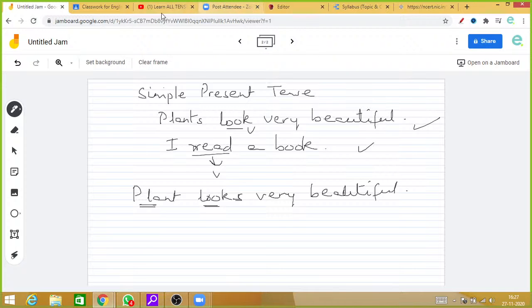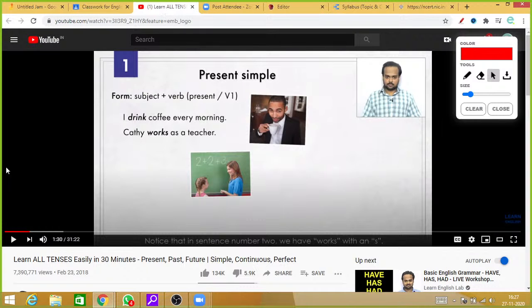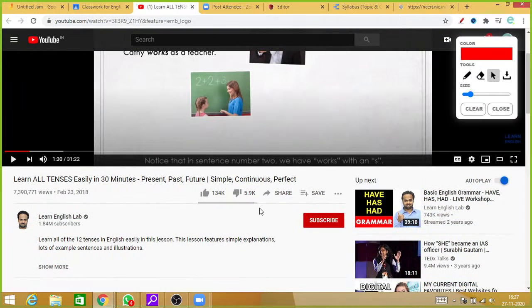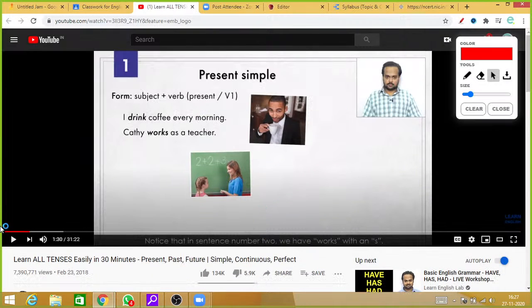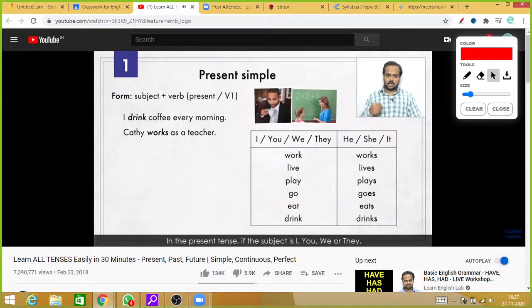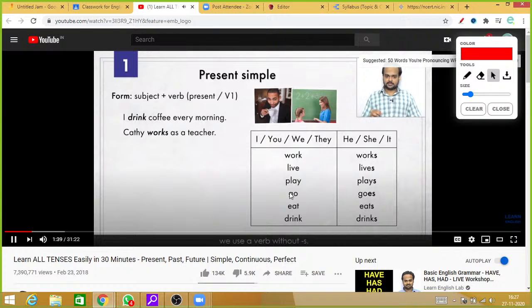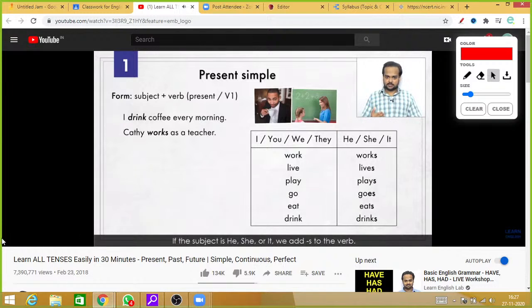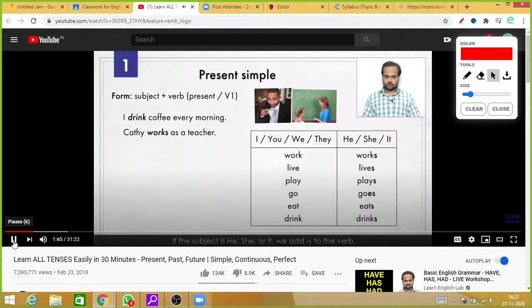But let us see how the sir is explaining. He explains very well. This sir is from Learn English Lab. In the present tense, if the subject is I, you, we, or they, we use a verb without S. That's why I drink. If the subject is he, she, or it, we add S to the verb.